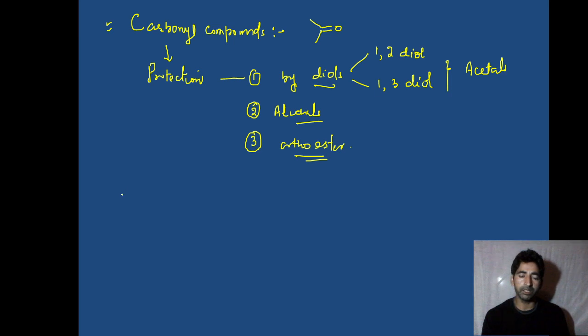Now let me take a carbonyl compound. Let me take a ketone over here. This is my R1 and this is R. I'll treat this carbonyl compound with diol. So let me treat it with 1,2 diol. This is my 1,2 diol. So what will happen in the first step, how this carbonyl group is protected and what are its applications, we'll see it. First we'll check the mechanism of how it's protected.